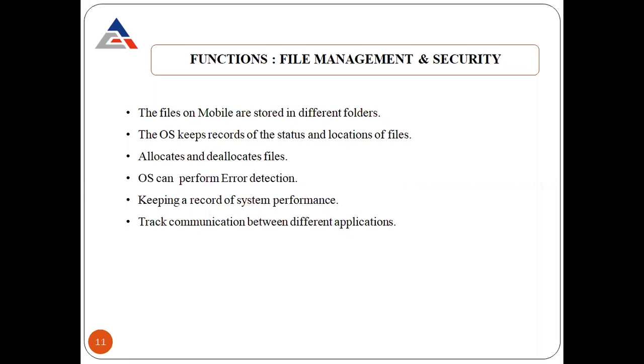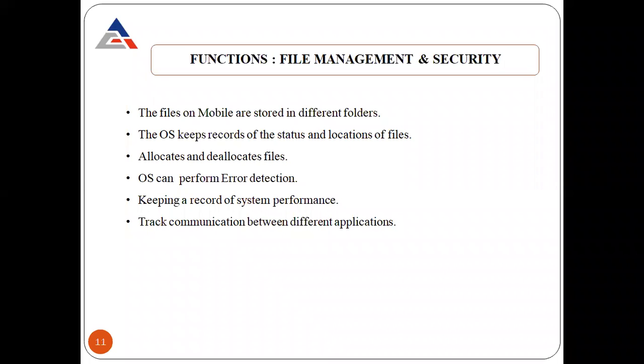It allocates and reallocates the files. So the file which is now accessible, from which we have to access the data, is allocated by the operating system. And when no data is being accessed from a particular file, that file is deallocated from the memory because it is of no use. Again, that file is stored at the particular location from where it was collected. So allocation and reallocation of files is also done by the operating system for file management.